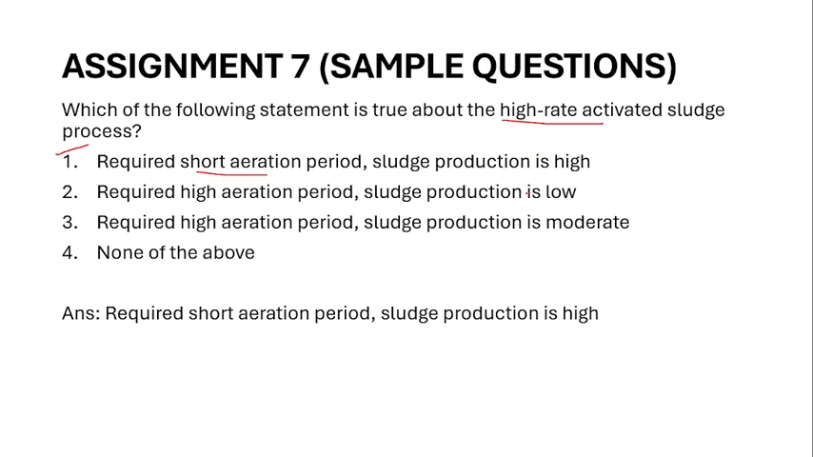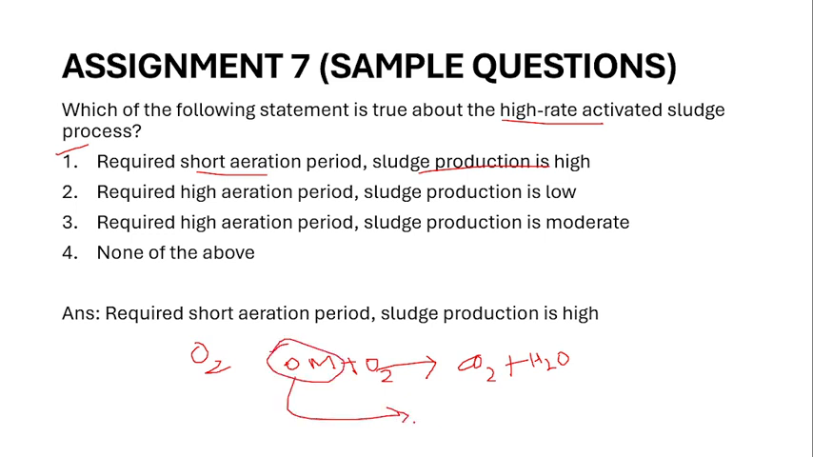This is always contradictory only. Why? Because if you are providing a smaller amount of O2, what happens? The organic matter will not be efficiently converted into CO2 and water. This reaction mechanism will be hindered in the absence of an adequate amount of oxygen. So when there is a shorter aeration period, most of the organic matter will be collected as sludge. So the sludge formation will be higher in the presence of a lesser amount of oxygen. The right answer is: requires a short aeration period and sludge production is high.